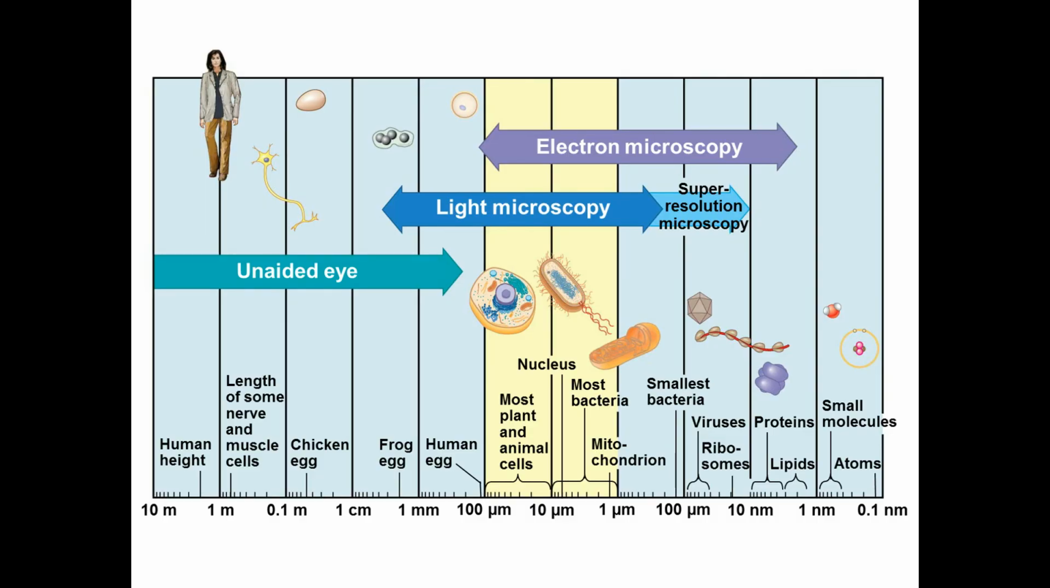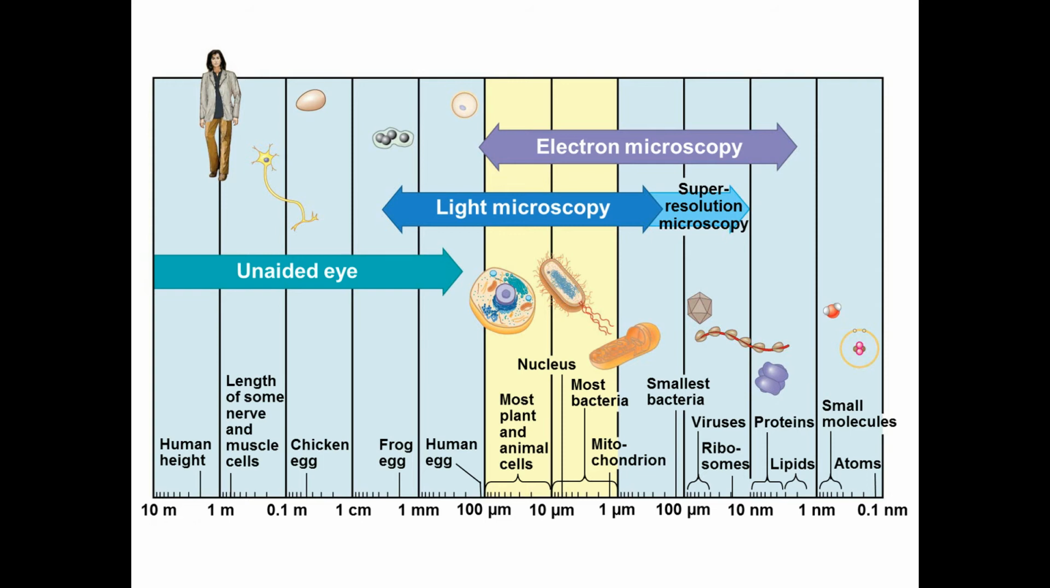So this figure gives you a representation of different objects that you can see with the naked eye, the light microscope, and the electron microscope. We can look at other individuals in a room and note their height, kind of get an approximation of how tall they are. You can look at chicken eggs, frog eggs, and the human egg. This can be pretty much the limit of our ability to see things with the naked eye.